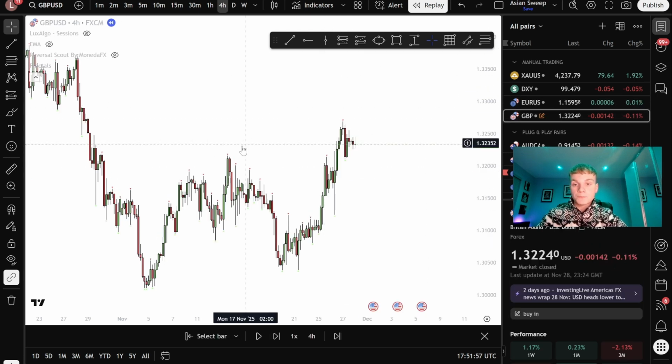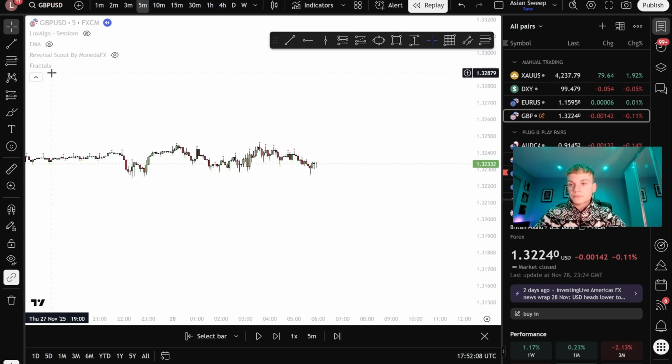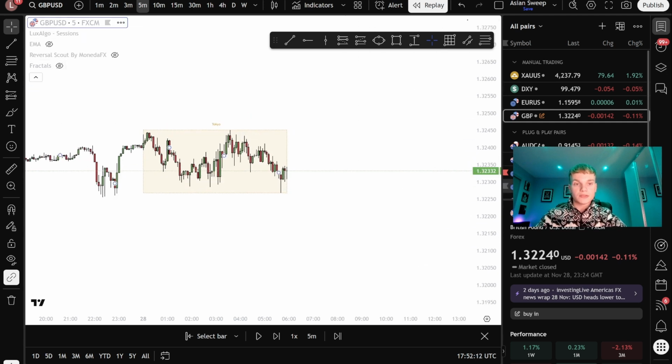And for GU, same again. This fractal got broken as well, so same thing, looking for buys for the day. Scale into the 5-minute time frame. Don't need any fractals, just need the session indicator so we can see the previous session print.